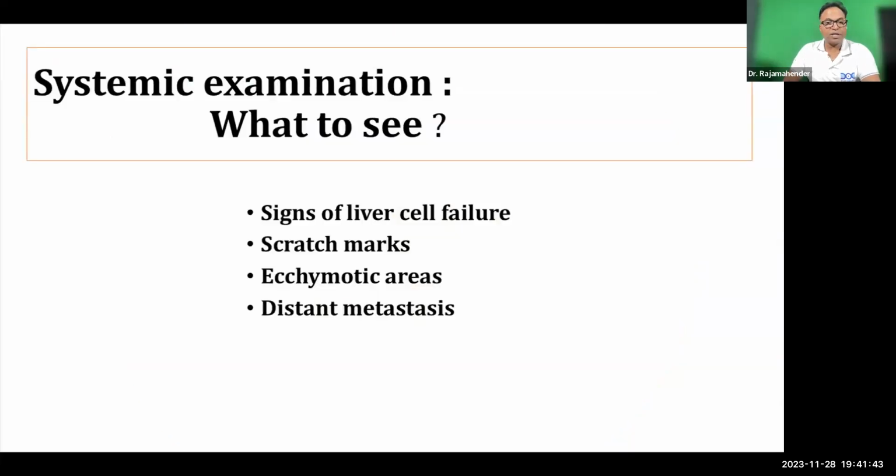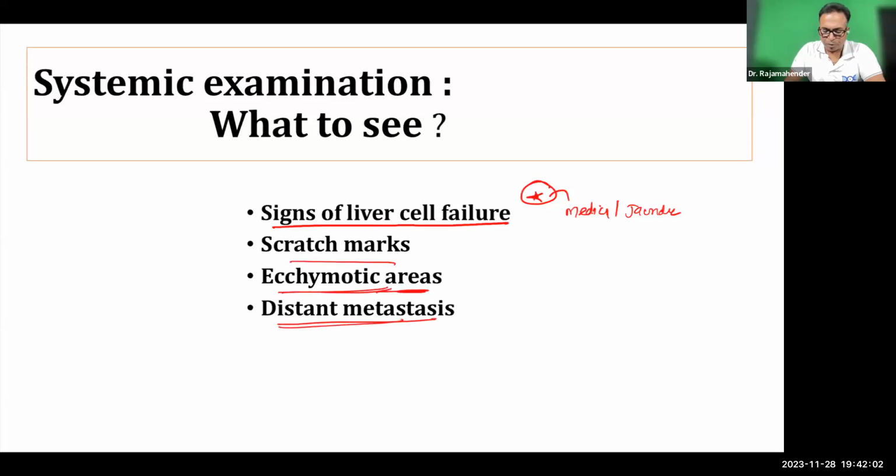In the systemic examination, you have to look for signs of liver cell failure. Though I'm not discussing medical jaundice, I should look for gynecomastia and signs of liver failure like parotid swelling, all those things. Medical jaundice features should be looked for. Also ecchymosis, any bleeding spots, any distant metastasis spots, all these points should be noted in a systemic examination.